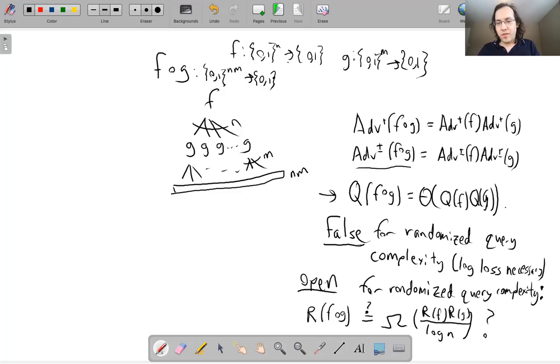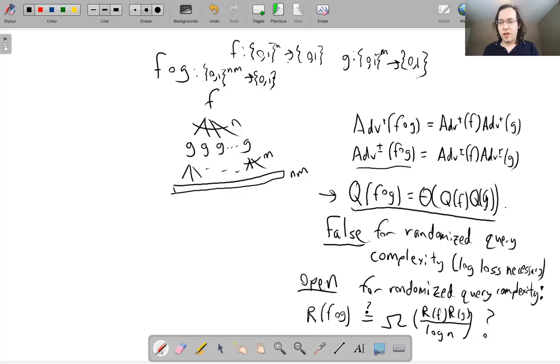So interestingly, for quantum query complexity, we know more than for randomized query complexity. We know this theorem for quantum query complexity. We cannot prove an analogous thing for randomized. This was open for a long time. Finally, people came up with a counterexample, but it's only by a log. So if you don't care about logs, it's actually still open. So we still don't know what's going on with randomized query complexity.